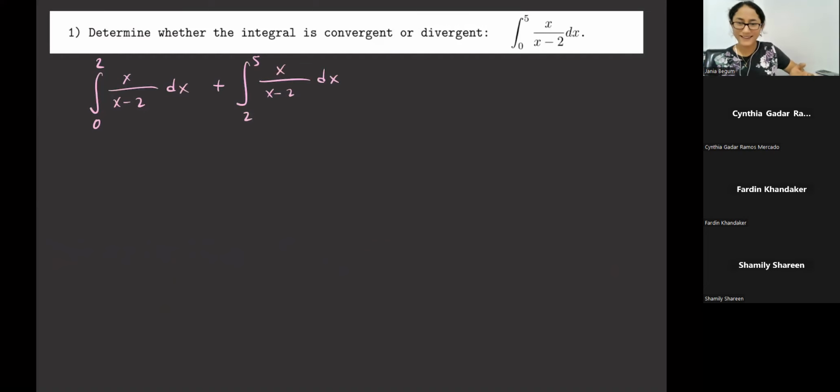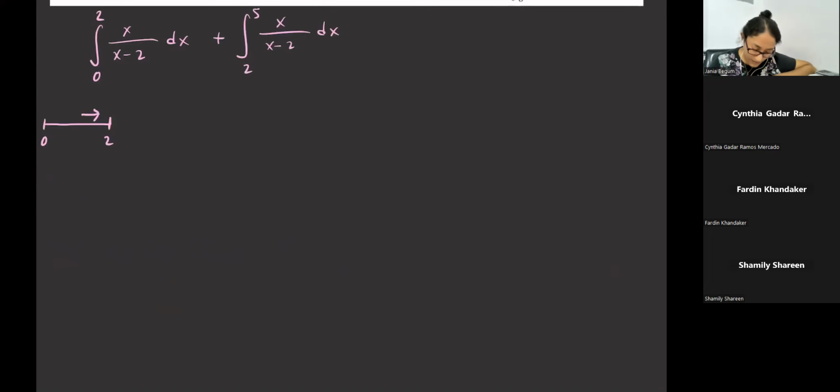Doesn't really matter, right? I'm gonna go with this piece. Since it has 0 on the bottom, I like that. So I'm looking at the interval. I like to draw this. It gives me a better view from 0 to 2, and I'm coming to 2 from this direction, so from the left. So we'll translate this into a limit as some b approaches 2 from the left because it's improper at 2. And we're going to integrate from 0 to b of x over x minus 2 dx.